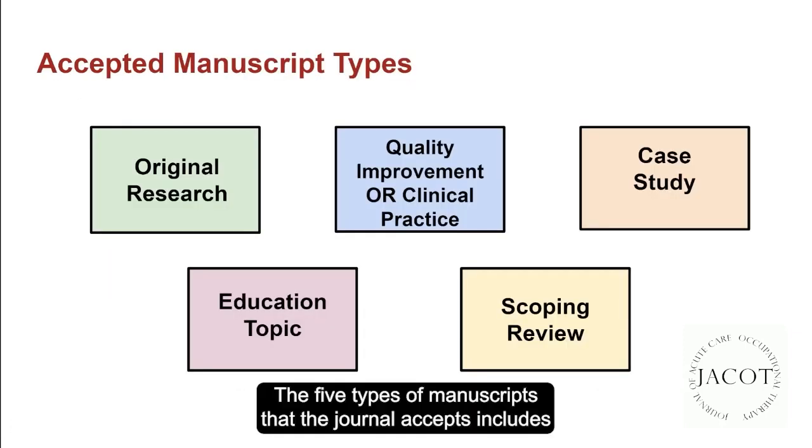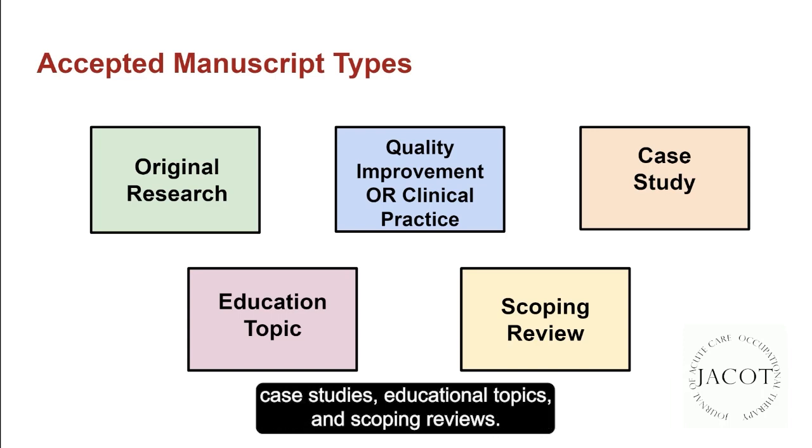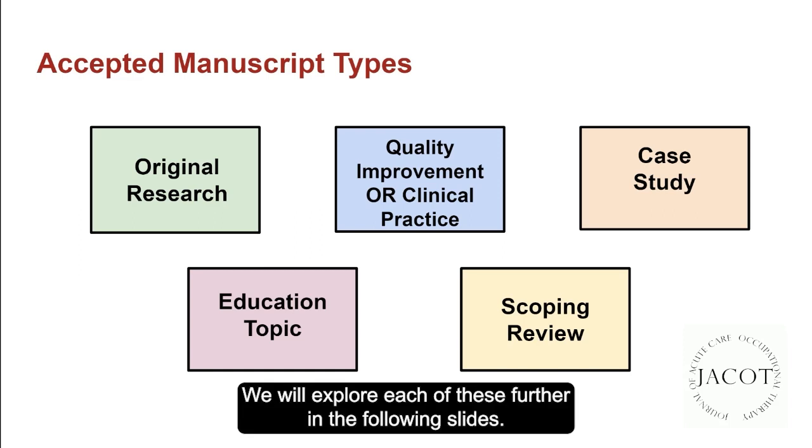The 5 types of manuscripts that the journal accepts include original research, quality improvement or practice guidelines, case studies, educational topics, and scoping reviews. We will explore each of these further in the following slides.